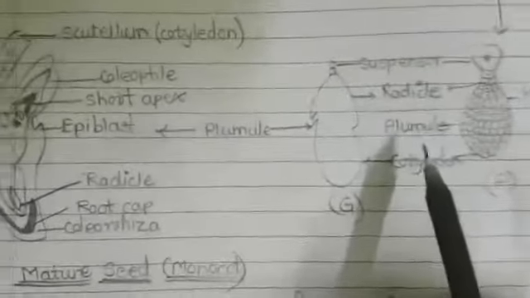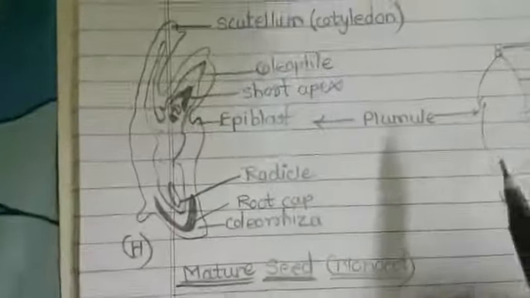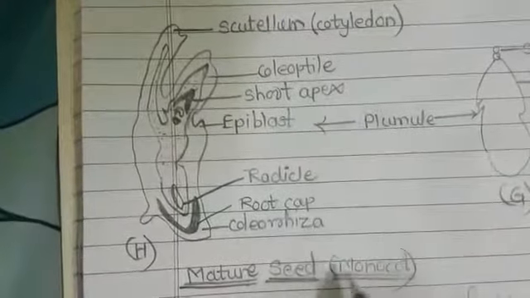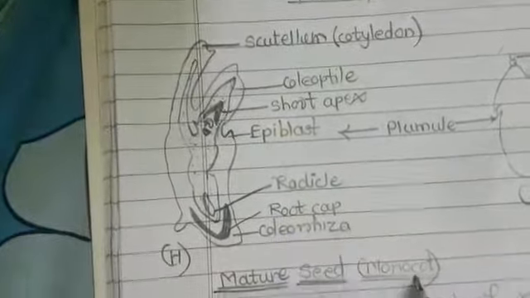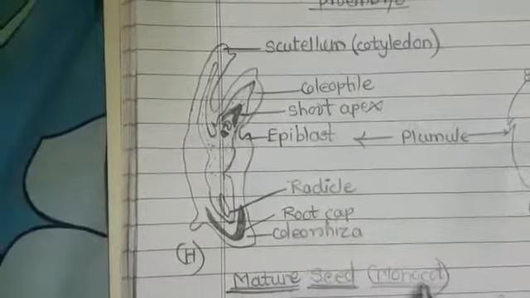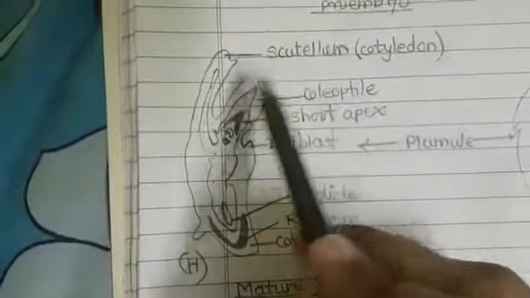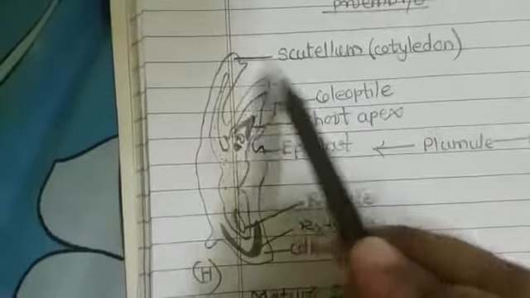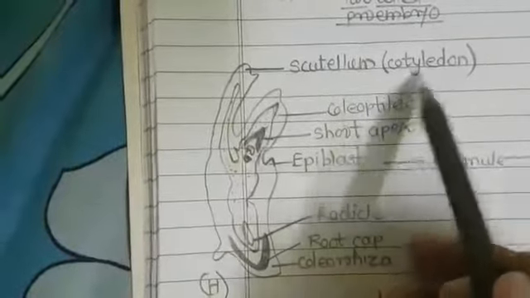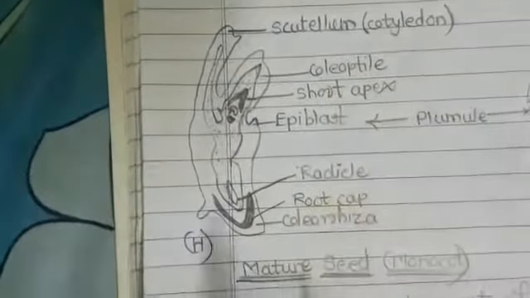See, at the end of seed development, the structure is like this. See, this is the scutellum. Scutellum, this is the structure of monocot. Mono means what? Single cotyledon. So this scutellum is the cotyledon part of this seed. Wherever the word cotyledon comes, it means what? It stores food. So this scutellum is the cotyledon part of the monocot seed.